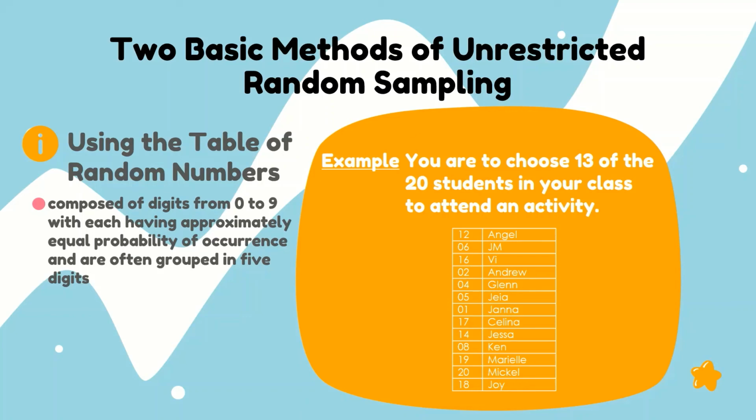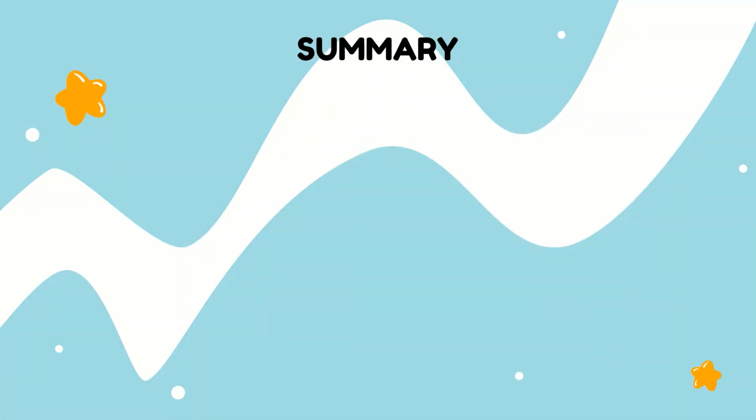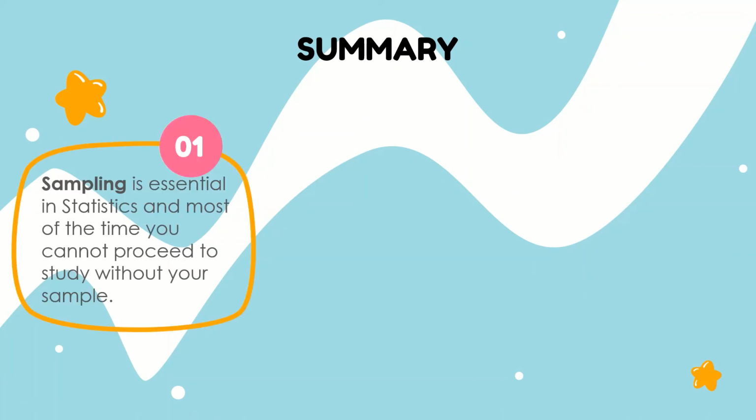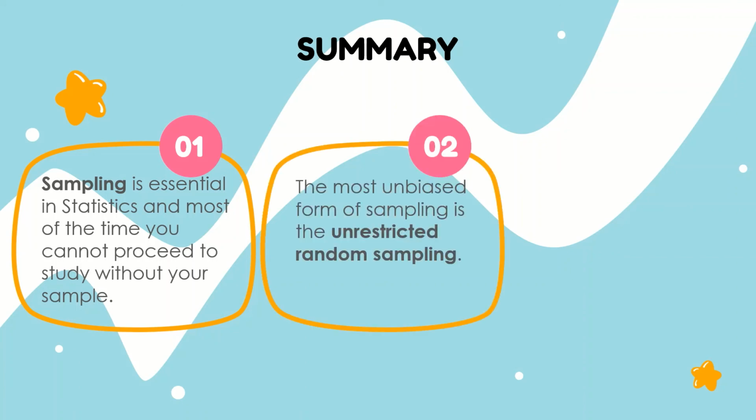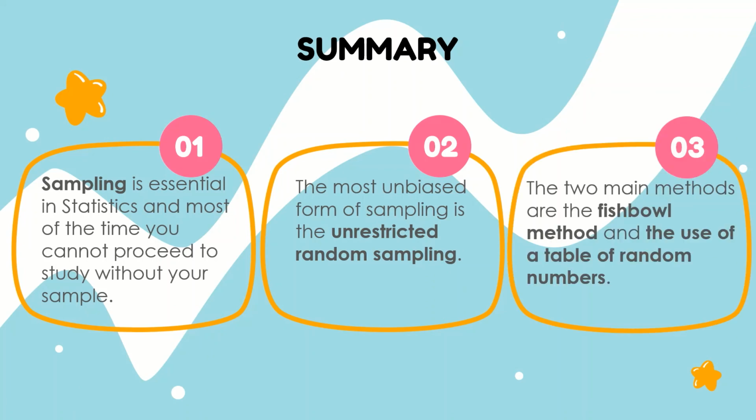And we are done. We're done with simple random sampling. Yay! Just to recap, sampling is essential in statistics, and most of the time, you cannot proceed to study without your sample. Next, the most unbiased form of sampling is the unrestricted random sampling. And the two main methods are the fishbowl method and the use of a table of random numbers.